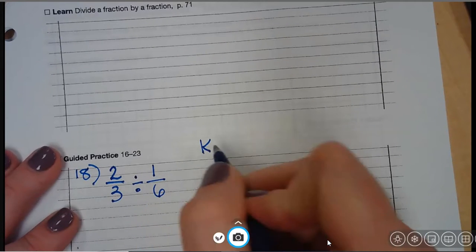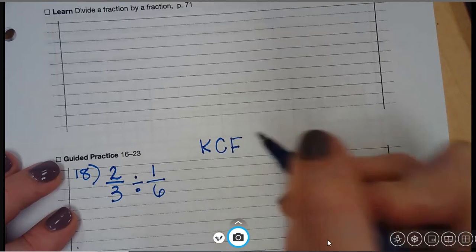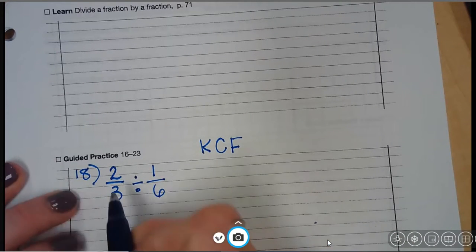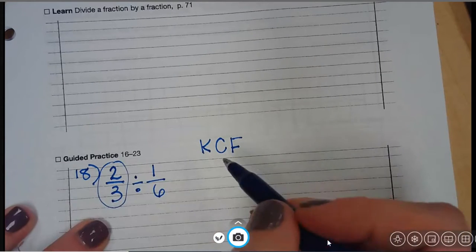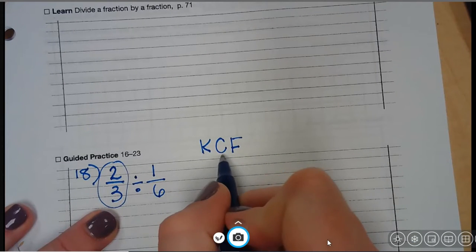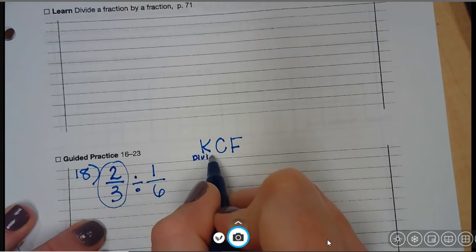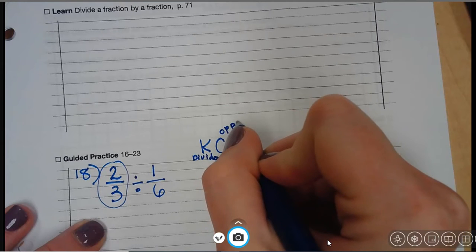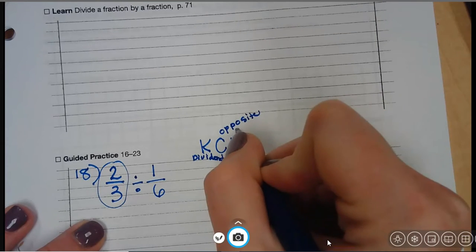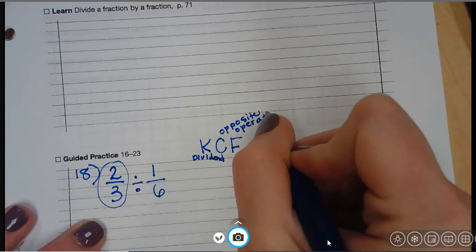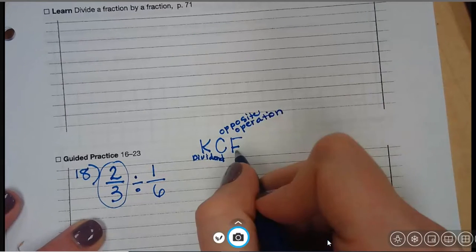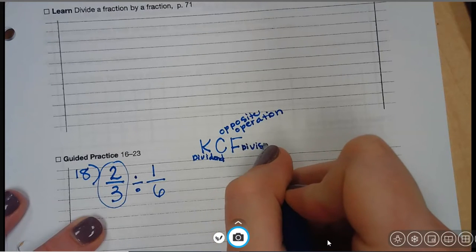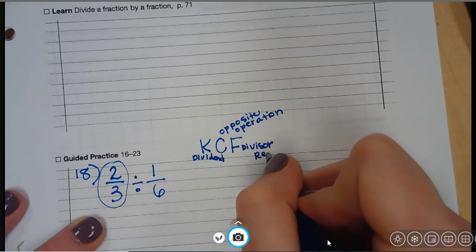Same process as dividing a whole number by a fraction. We're going to keep, change, and flip. So we keep the dividend the same. We change the operation to the opposite. And then we flip the divisor to the reciprocal.